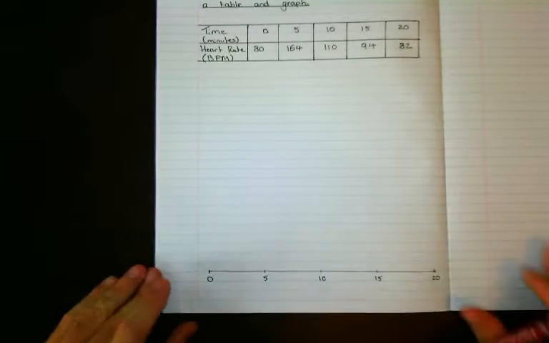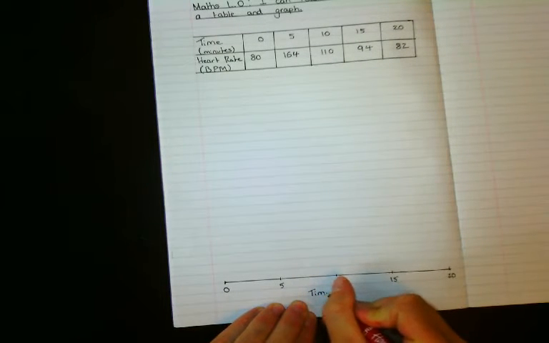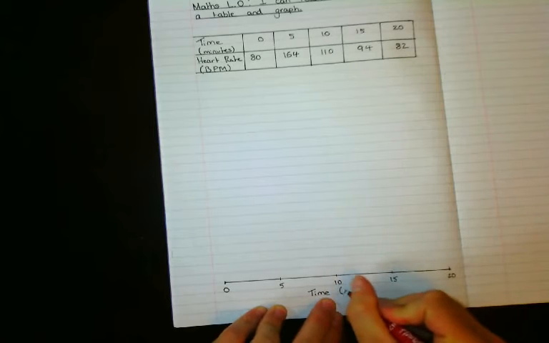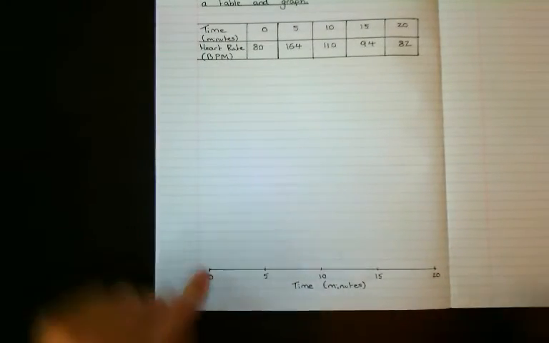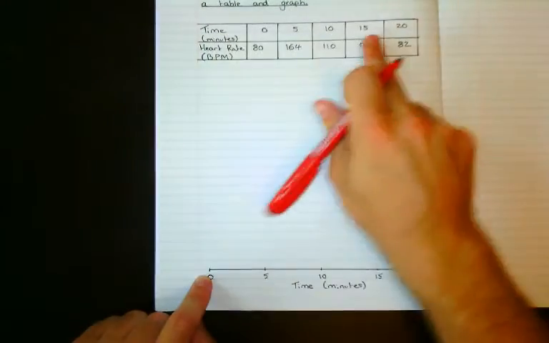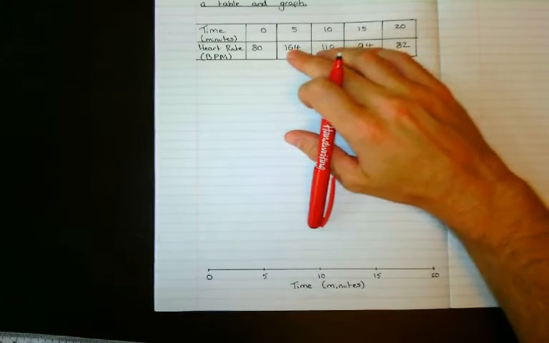And I'm going to label that time in minutes. Okay, so there's my x-axis. Now, the y-axis, the one that runs vertically, you're going to have to choose an appropriate scale for your numbers. Mine needs to go up to at least 164.